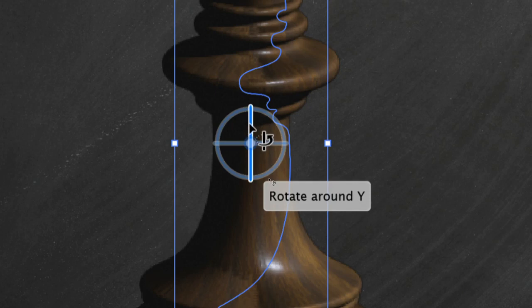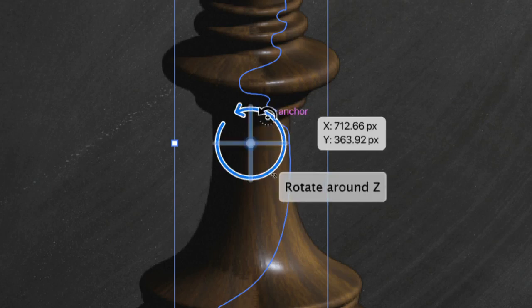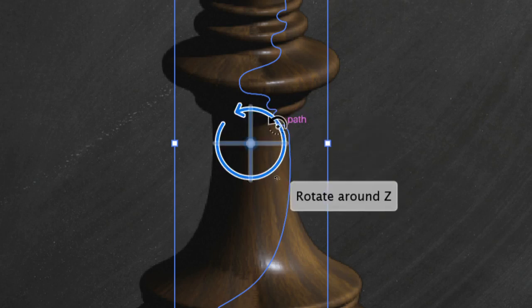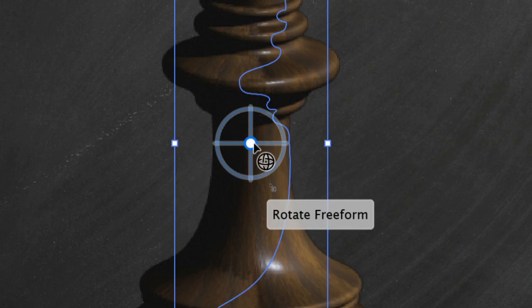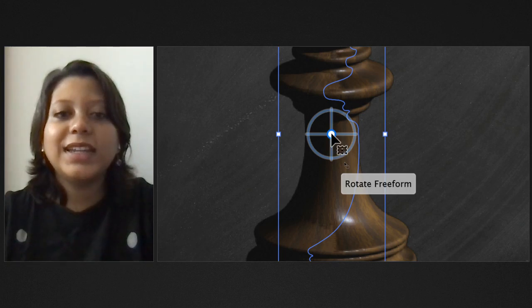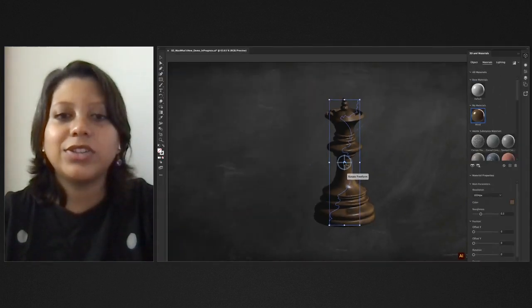If I hover on this vertical line, it gives me a tooltip saying that I can rotate around the Y axis. And on this circular line, when you see the arrow, it means basically you can rotate around the Z axis. When I point to the center of this widget, it allows me to rotate freeform. So those were the detailed interactions of this rotation widget.